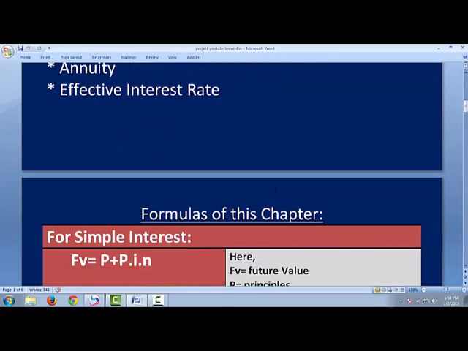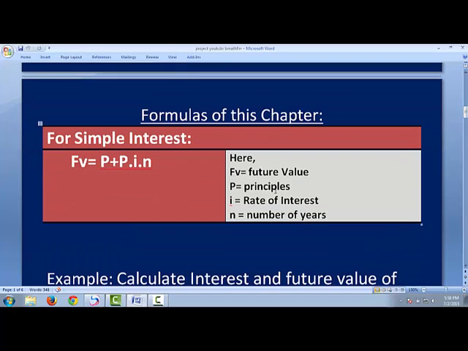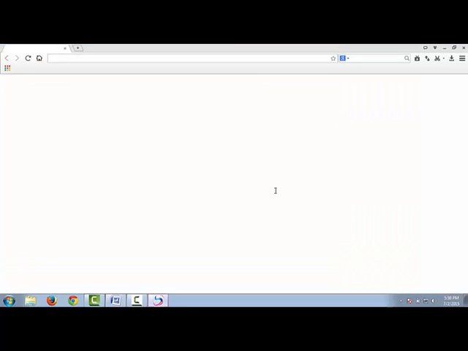We will now discuss the formulas of this chapter. For simple interest, the formula is FV equals P plus P into I into N. Here FV means future value, P means principal, I means rate of interest, N means number of years.